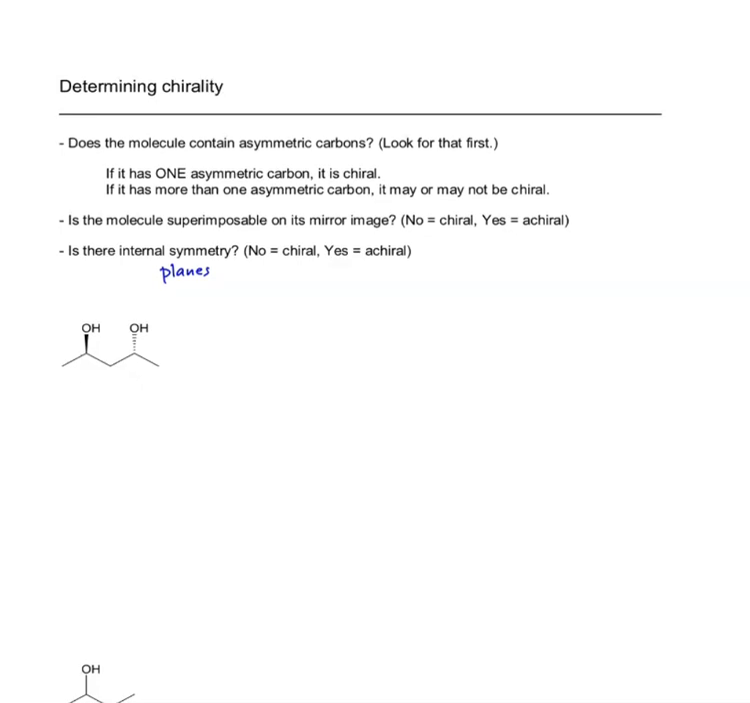So let's look at this original structure, and I'm going to go ahead and number the carbons so we have some points of reference. And so what we notice with this is that carbons 2 and 4 are asymmetric carbons. So C2 and C4 are asymmetric carbons. And so now we're along the road of it has more than one asymmetric carbon, so it may or may not be chiral. So now we're going to have to test for the superimposability of the mirror image.